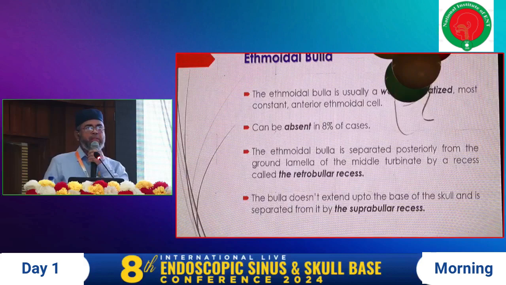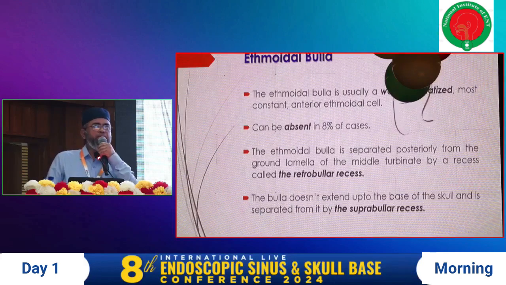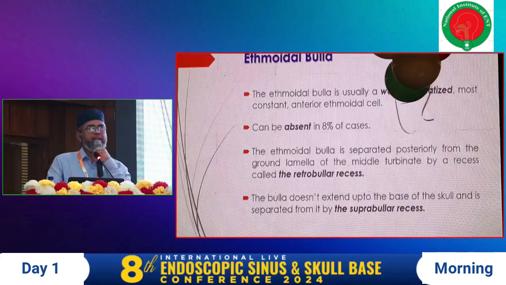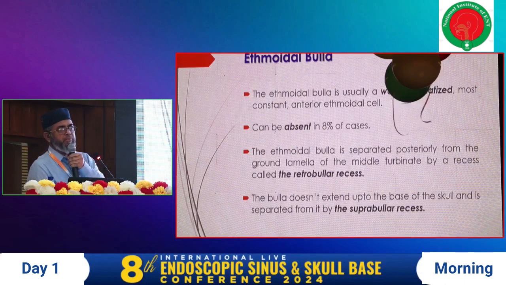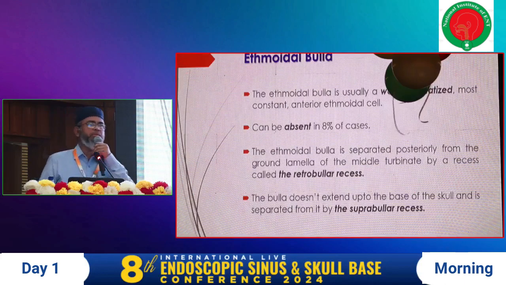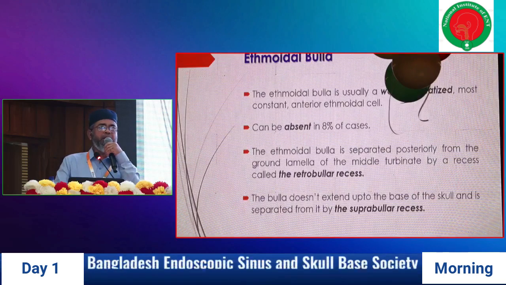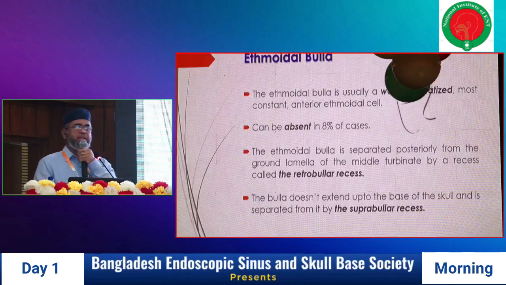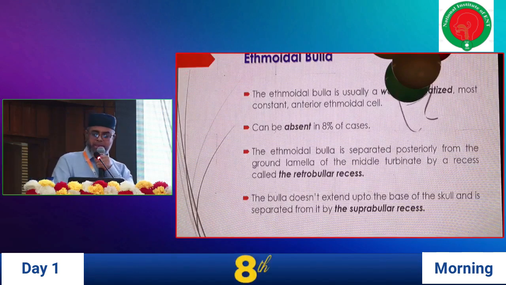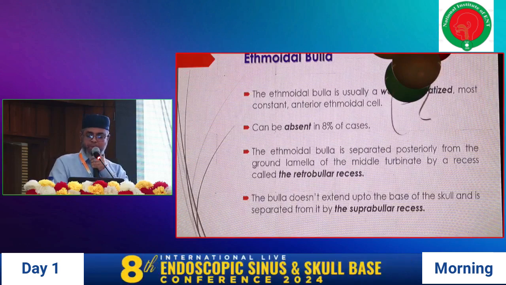Ethmoidal bulla. The ethmoidal bulla is usually a well-pneumatized, most constant anterior ethmoid cell, and can be absent in 8% of cases. The ethmoid bulla is separated posteriorly from the ground lamella of the middle turbinate by a recess called the retrobullar recess. The bulla does not extend up to the base of the skull and is separated from the base of the skull by the suprabullar recess.